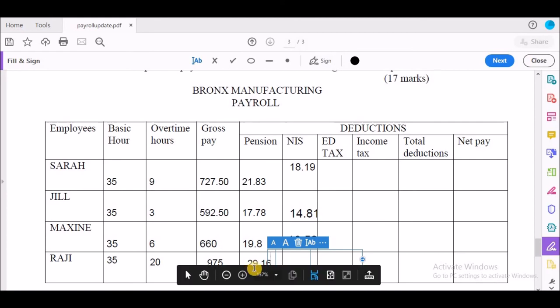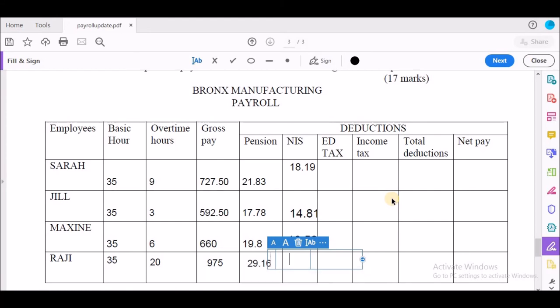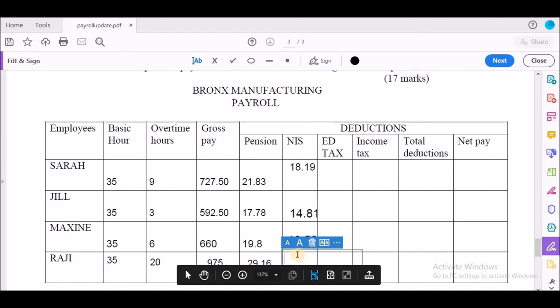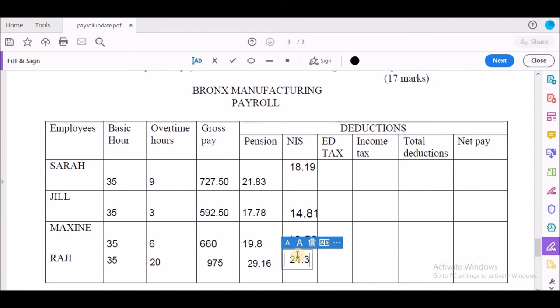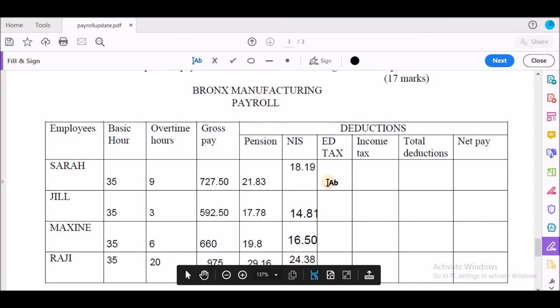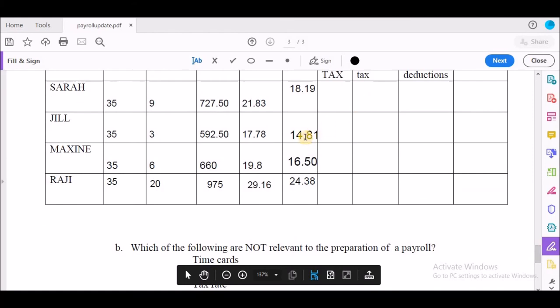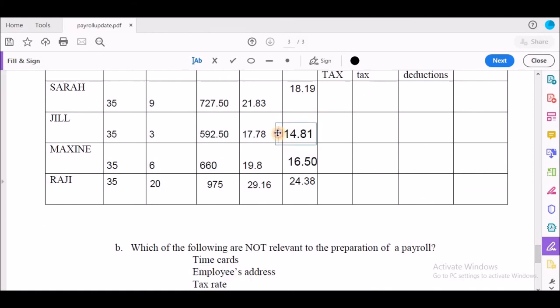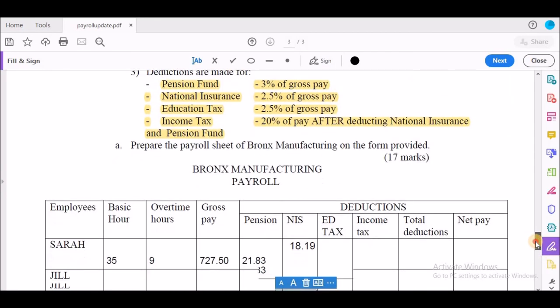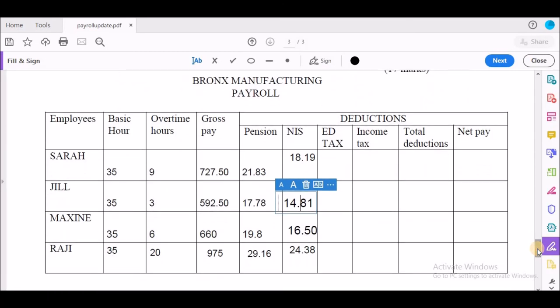Alright, then now we're going to find 2.5% of Raji, which is 975, so that's going to give you $24.38. Alright, so EdTax is the same, 2.5, so basically we just need to write back the same figures under EdTax because it's the same calculation.